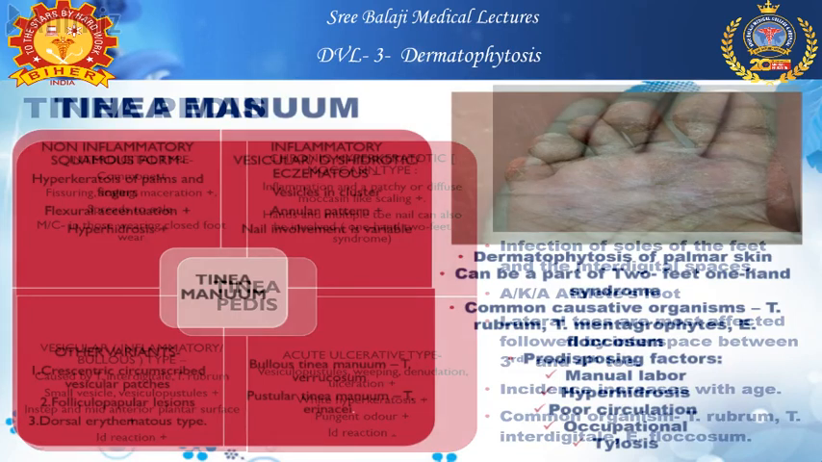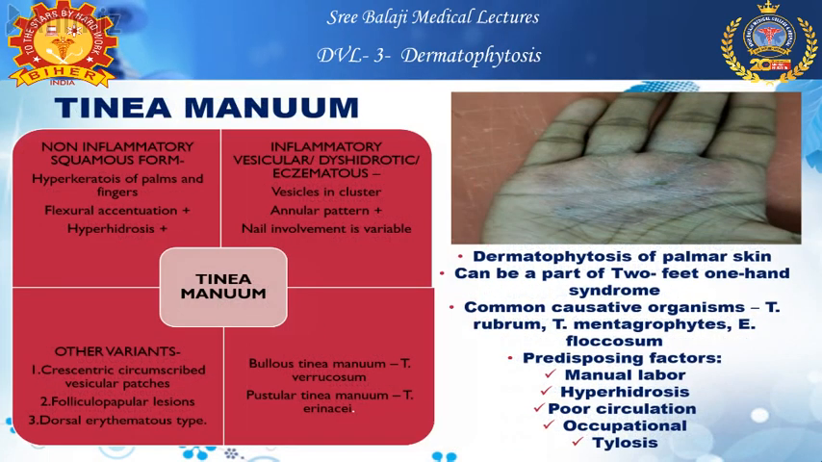Next fungal infection is tinea manuum. Tinea manuum is dermatophytosis of the palm of the skin. One thing I would like to mention here is that tinea pedis and manuum can coexist together, which can be a part of the two feet one hand syndrome. Like, two of the soles can be involved and one hand can be involved. That is what we term the two feet one hand syndrome.